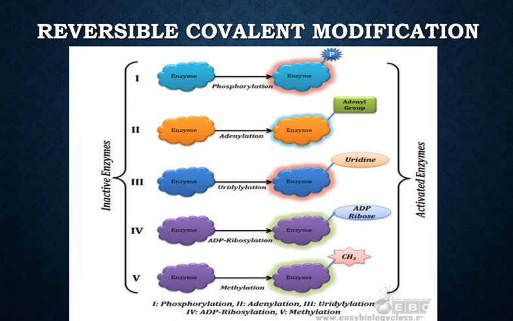Such kinds of molecules, after adding this phosphate, as before, you can see this enzyme becomes active, and after adenylation the enzyme becomes active, and after uridylylation the enzyme becomes active, and this ADP ribosylation also makes it active, and so on. There are 500 different types of molecules known that modify enzymes by this method.